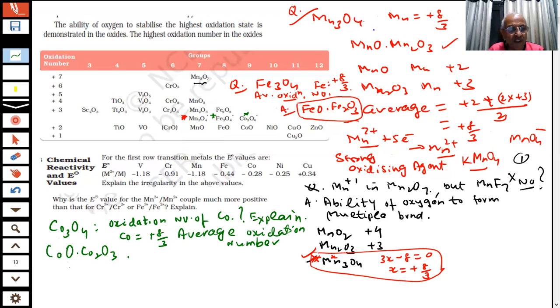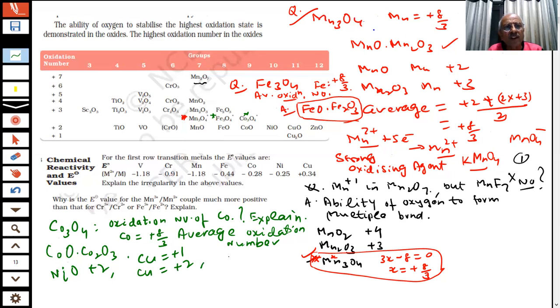Nickel is showing only +2. Nickel oxide only +2. But copper has which two oxidation states? Copper is showing +1 and +2. You know which is the more stable oxidation state of copper? +2.